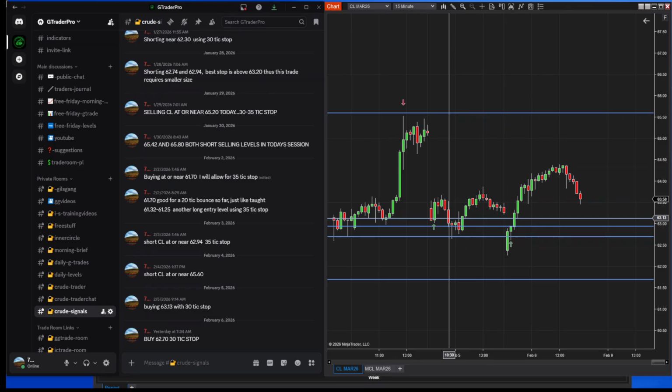Again, 30 tick stop. 63.13, if you took it the second time, they stopped you out with a 30 tick stop. No doubt about it. All right, just barely stopped us out. 63.13 gets you to about, at most, 80 for a 30 tick stop. And you can see here that they came down to 68.